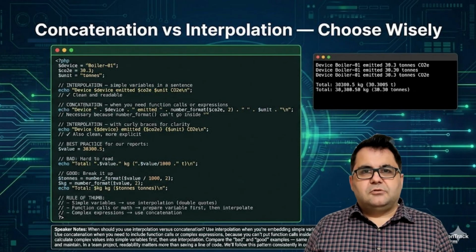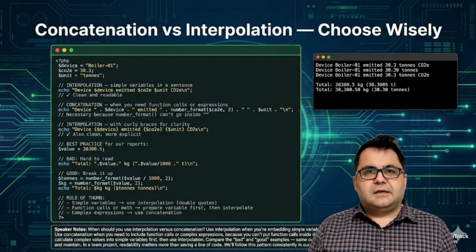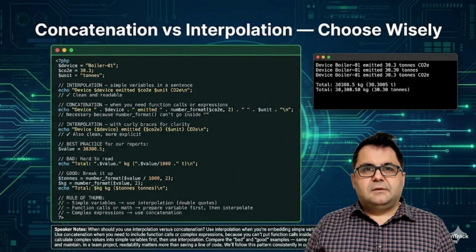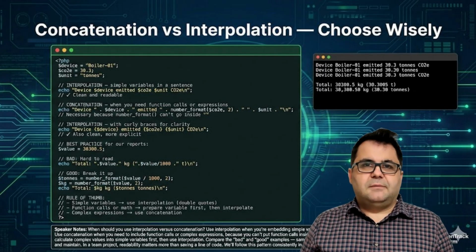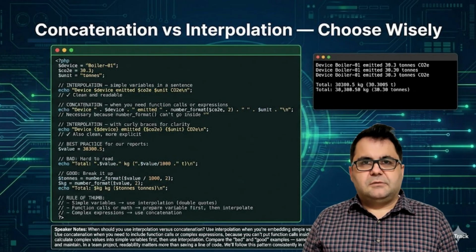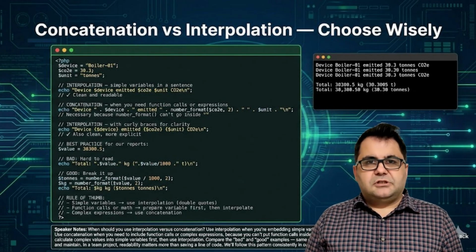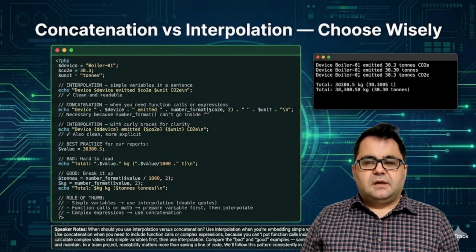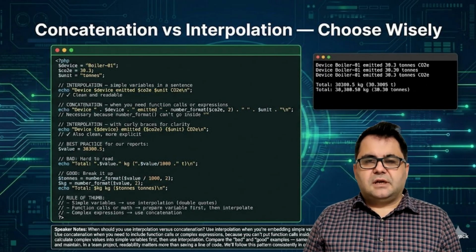Calculate complex values into simple variables first, then use interpolation. Compare the bad and good examples. Same output, but the good version is much easier to read and maintain. In a team project, readability matters more than saving a line of code. We'll follow this pattern consistently in our Carbon Track templates.